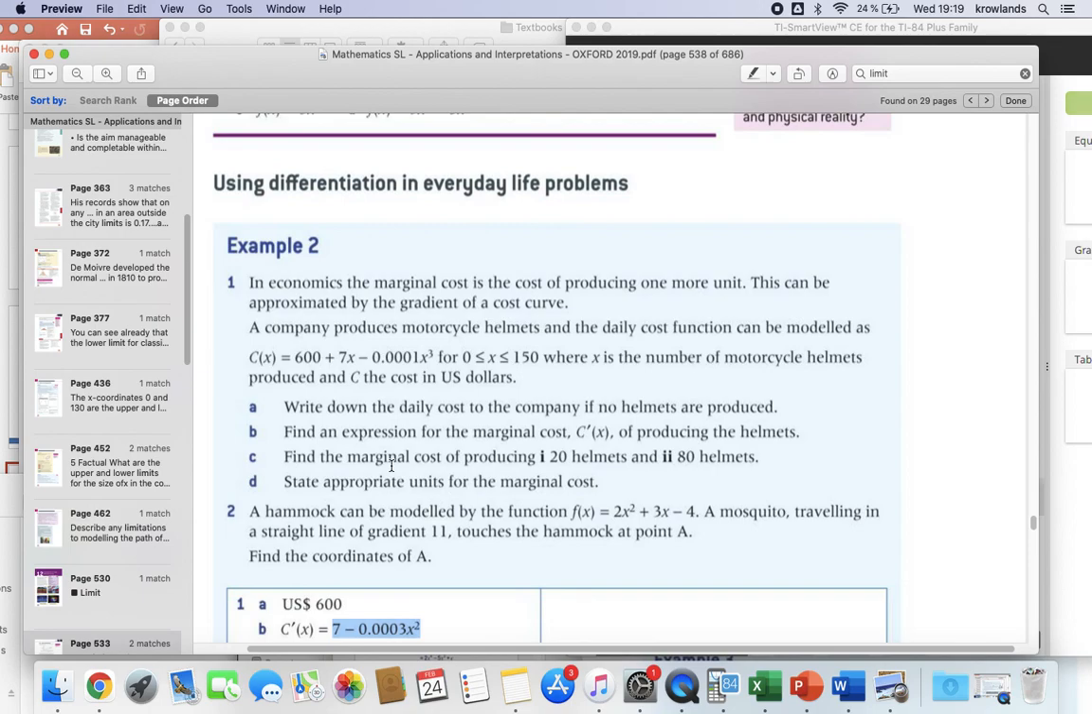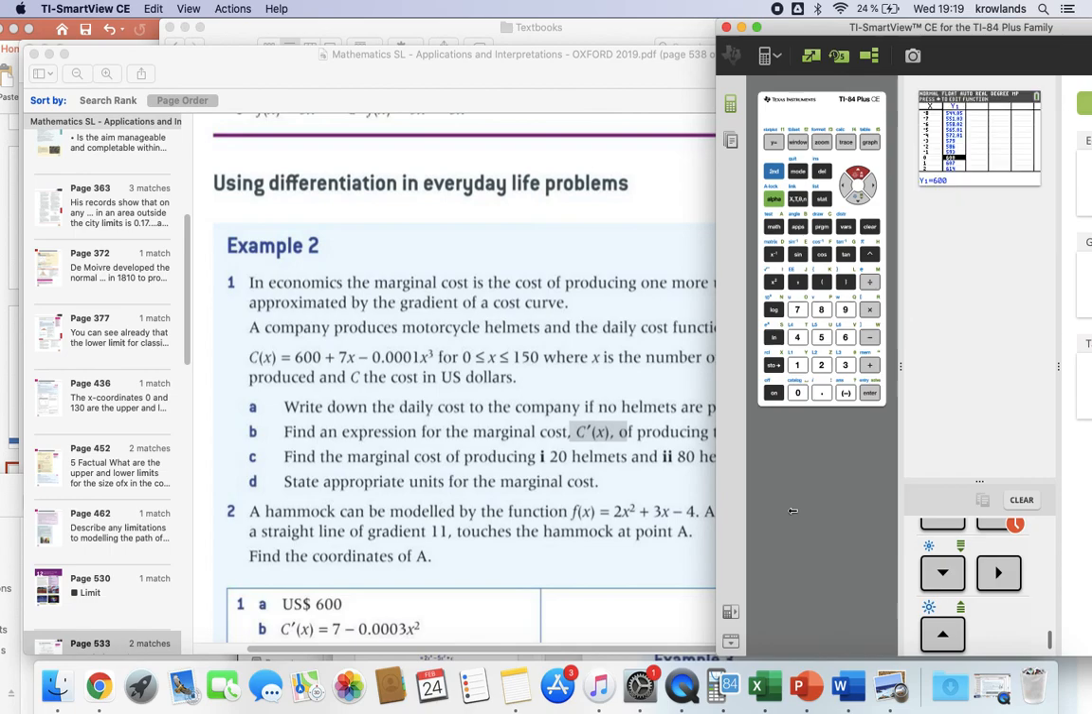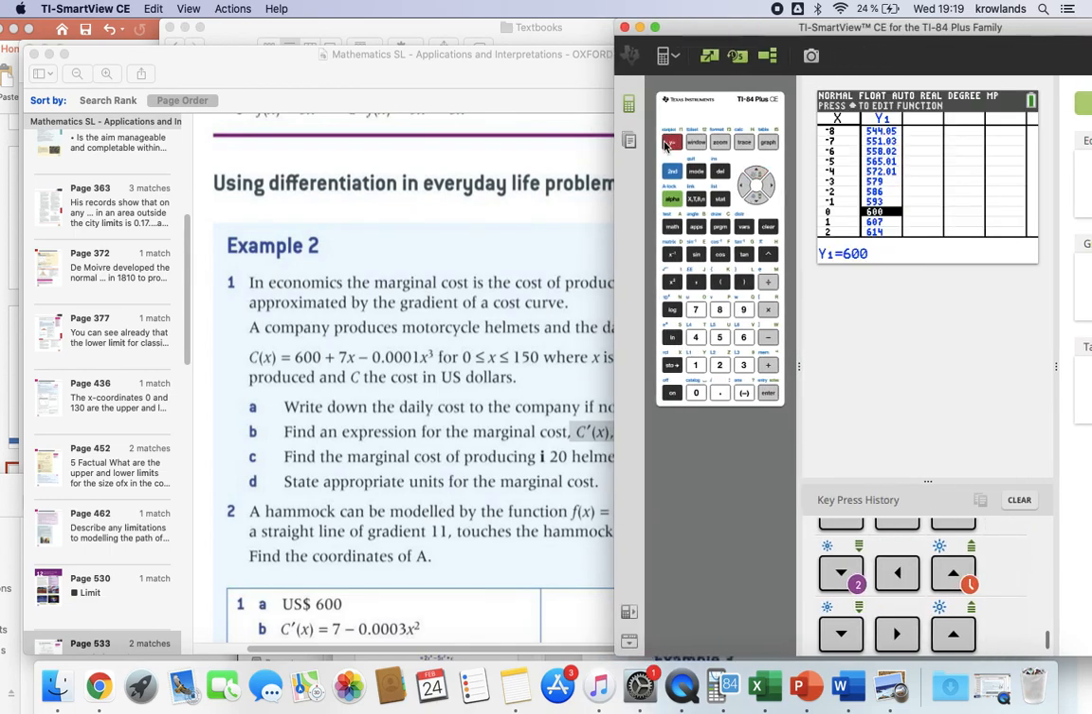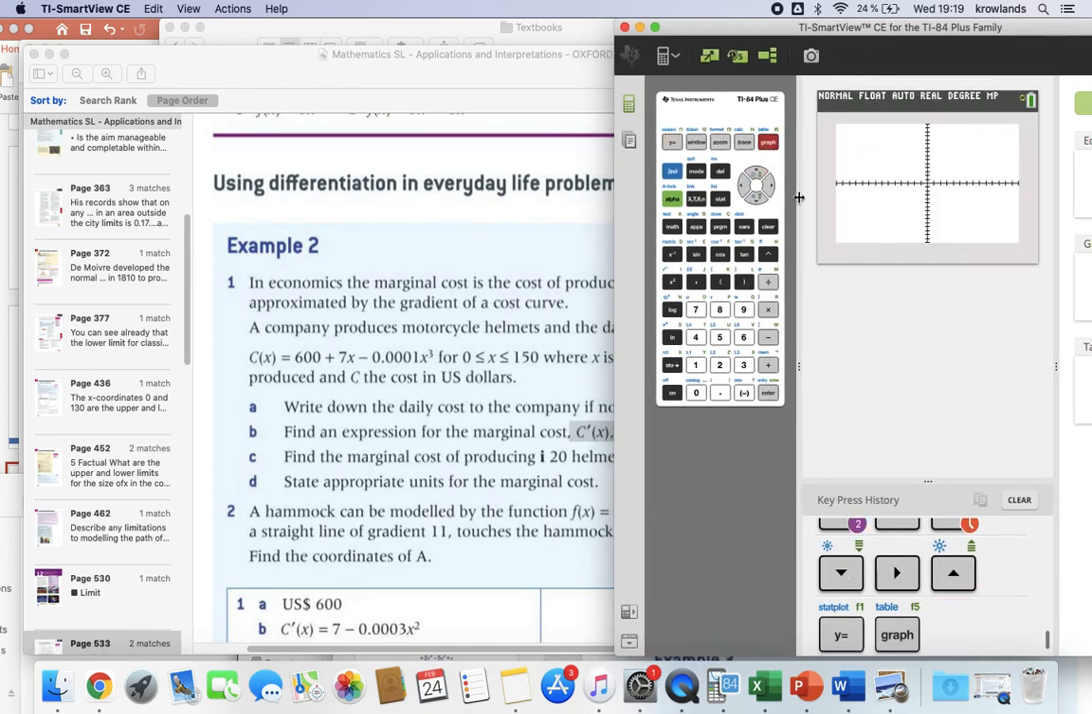Then it says find the marginal cost. So as talked about before, marginal is to do with a gradient. Differentiating, which is this, is to do with the gradient. The marginal cost of 20 helmets and 80 helmets is to do with substituting into the differential equation. So again, you can do it algebraically or with the calculator. I'm going to do it with the calculator and algebraically. I'm going to go back to the y equals. I'm going to leave this here because this shows us the differential curve.